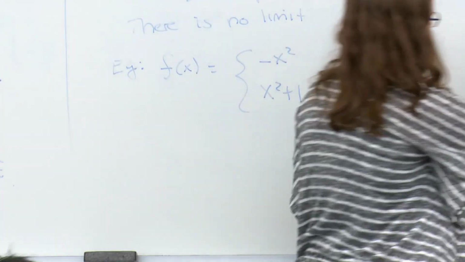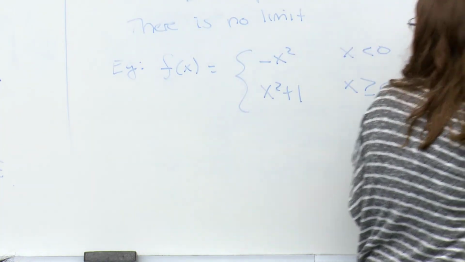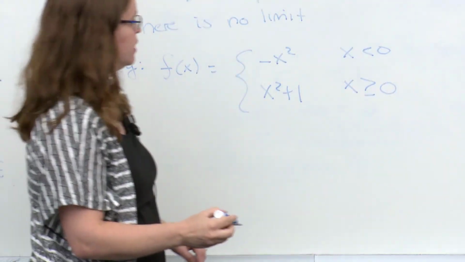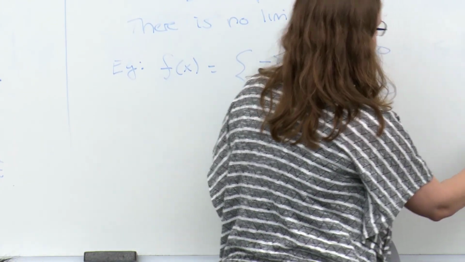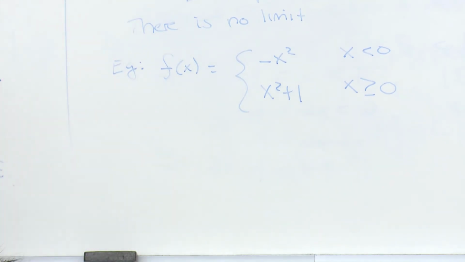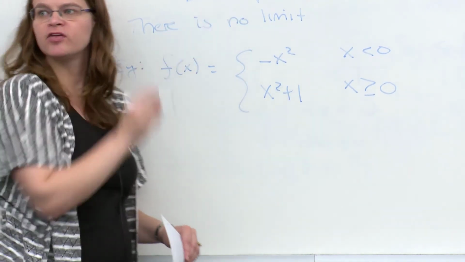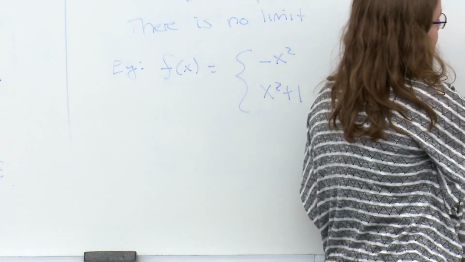Okay, so if I draw this function, what does it look like? If x is less than 0, it's going to be minus x squared. And if x is bigger than or equal to 0, I'm going to take the positive of x squared and shift it up.